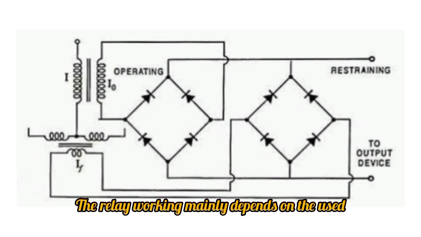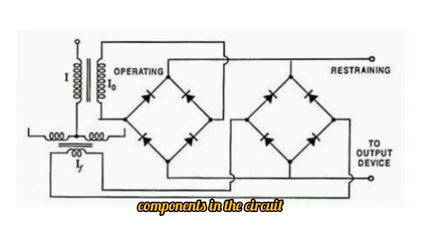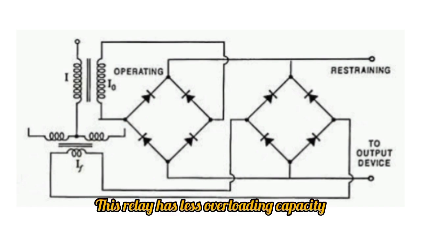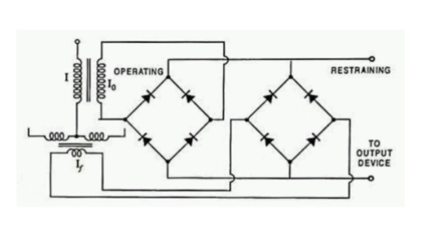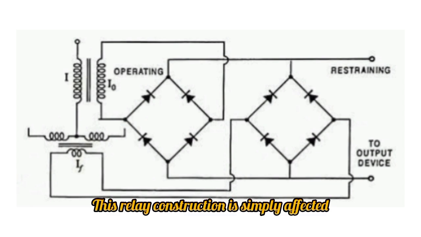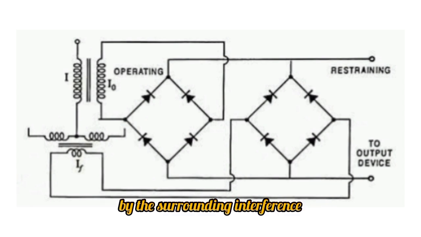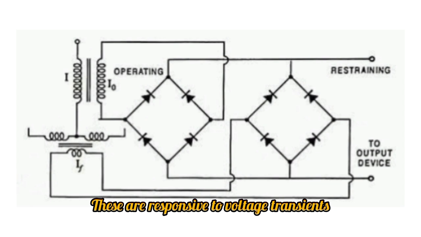The relay working mainly depends on the components used in the circuit. This relay has less overloading capacity compared to the electromagnetic relay. This relay is extremely costly. This relay construction is simply affected by the surrounding interference. These are responsive to voltage transients.